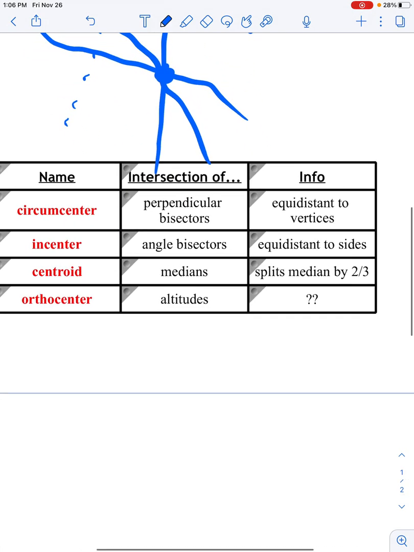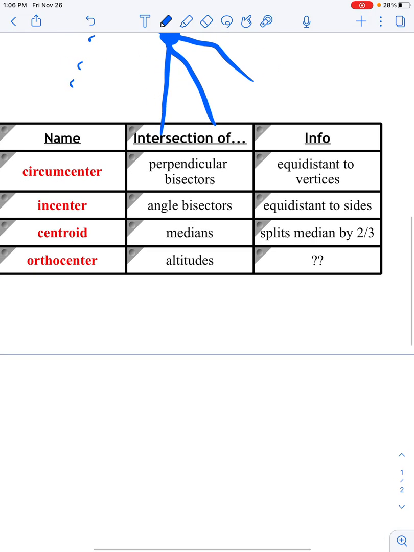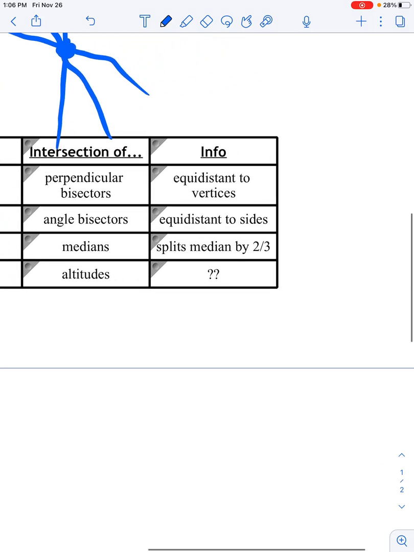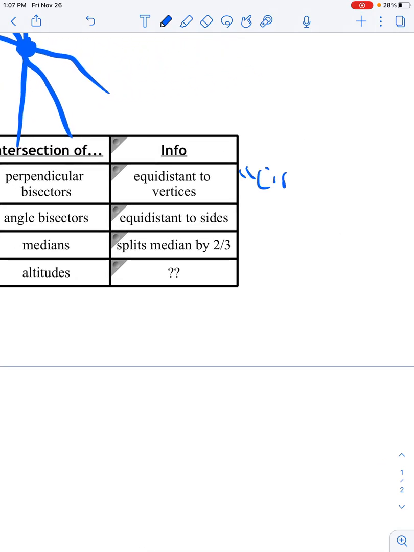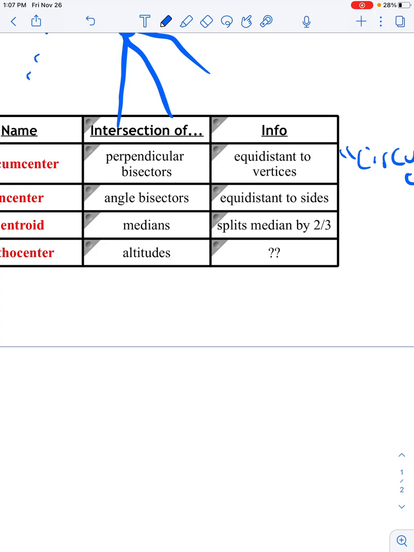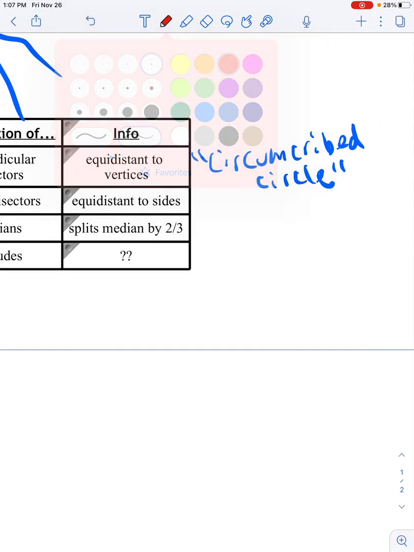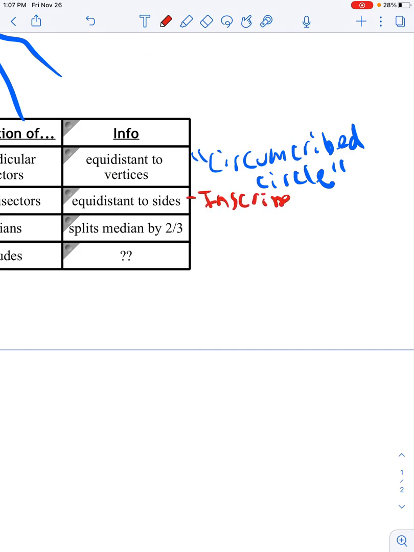Make sure you have this written down in your notes. This will help you study and prepare for your test. Your circumcenter uses perpendicular bisectors, and it's equidistant to the vertices. This creates a circumscribed circle. The incenter uses angle bisectors, not perpendicular bisectors, and is equidistant to all the sides. So this would be like your inscribed circle.